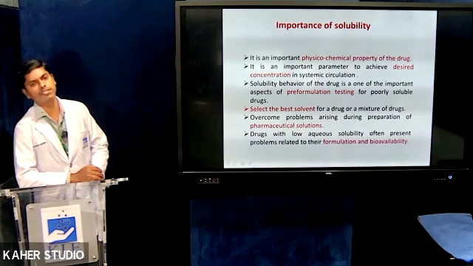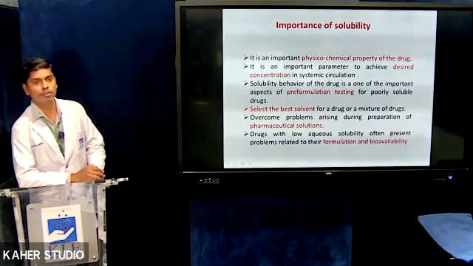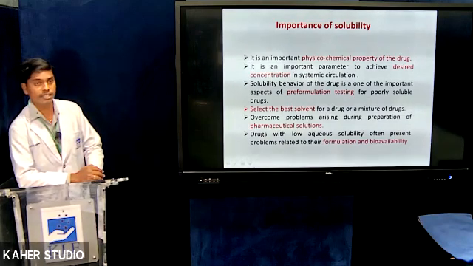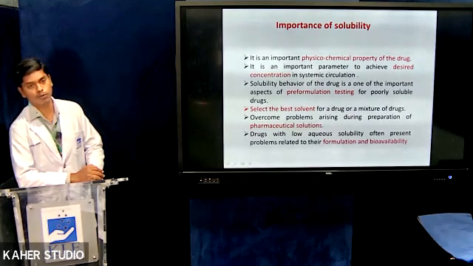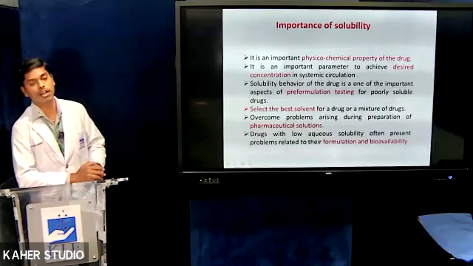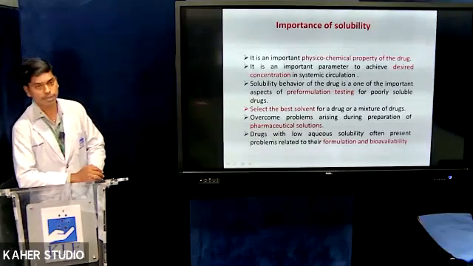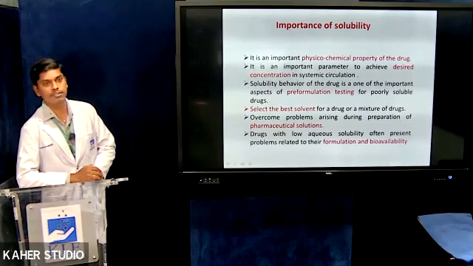So whenever in the research studies there are poorly soluble drugs, the pre-formulation testing involving solubility plays an important role. For the drug, whether the drug is soluble in water or not, whether the drug is soluble in any other organic solvent, that you have to determine, and then proceed for further research studies.